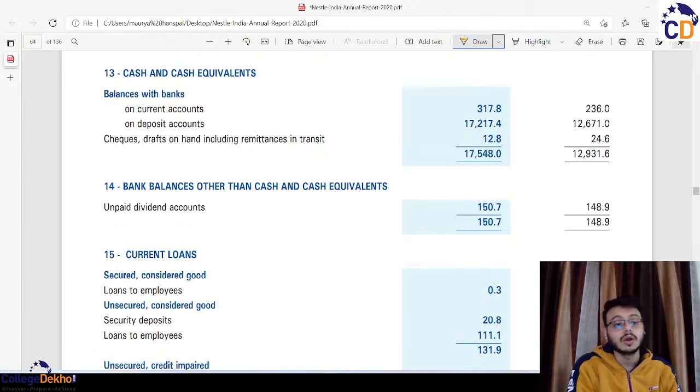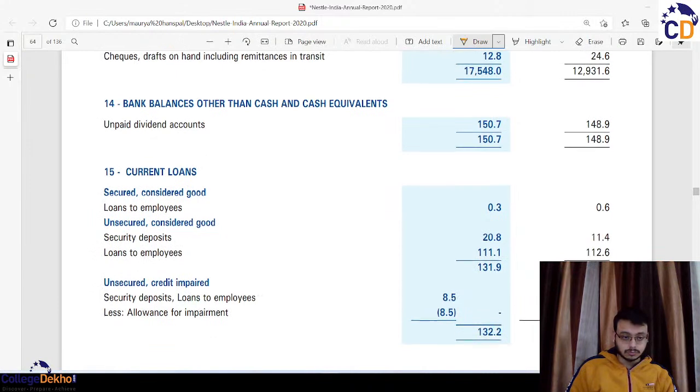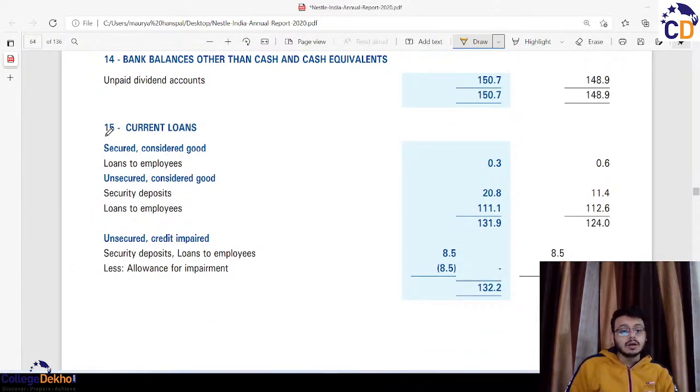All these bank balances, other than current cash, have been mentioned clearly. Current loans, secured, unsecured loans, all these things. So your secured loans are basically those that have a collateral behind them, and unsecured loans are those loans which do not have a collateral behind them.